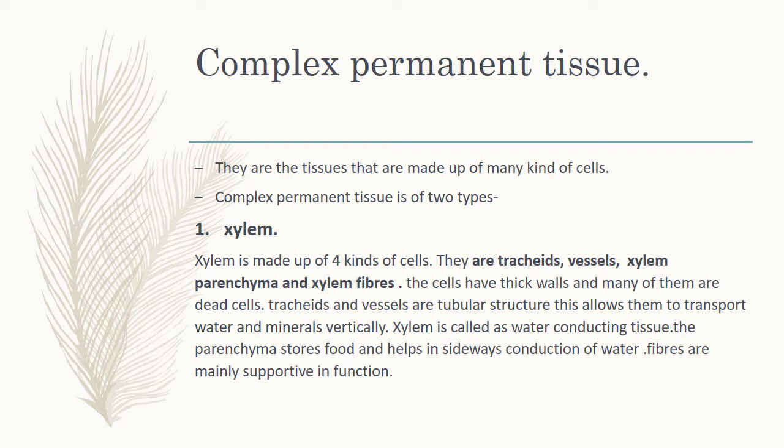The cells have thick walls and many of them are dead cells. Tracheids and vessels are tubular structures. This allows them to transport water and minerals vertically. Xylem is called the water conducting tissue. The parenchyma stores food and helps in sideways conduction of water. The fibers are mainly supportive in function.